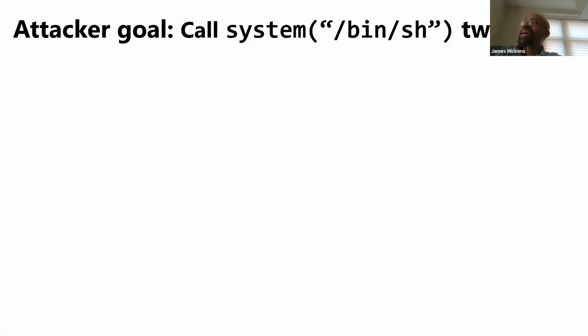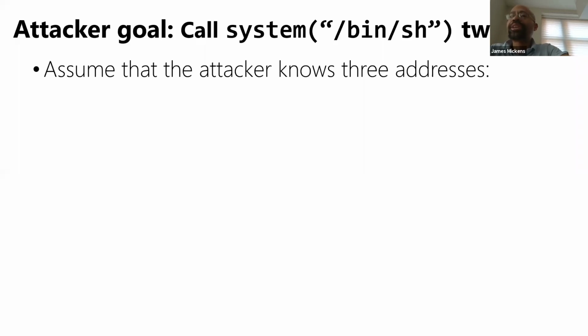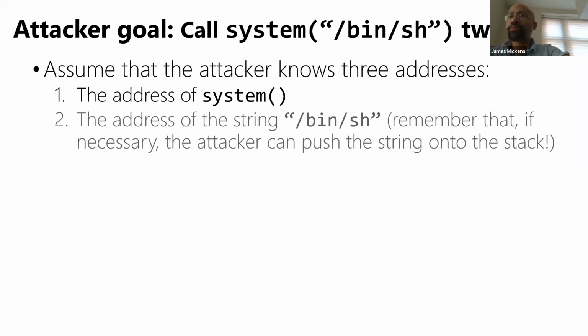Let's imagine that the attacker now has slightly grander goals. Now the attacker wants to call system, passing in /bin/sh two times. The attack that I showed you before only allows it to be called once, but let's assume that we want to call it twice. All right, let's assume that the attacker knows three addresses. First, the attacker knows the address of system, which we're assuming is possible because we're not using address space randomization. Now let's assume that the attacker knows the address of the string /bin/sh.